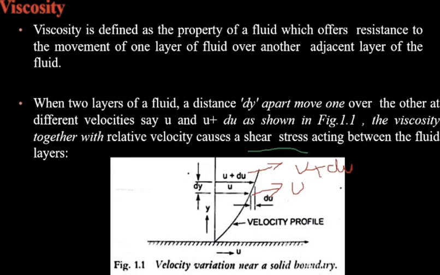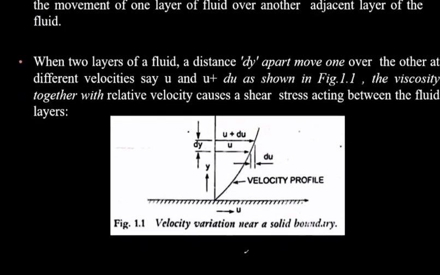Viscosity is defined as the property of fluid which offers resistance to the movement of one layer of the fluid over another adjacent layer of the fluid. The property of fluid which offers resistance to the movement between adjacent layers is called viscosity.